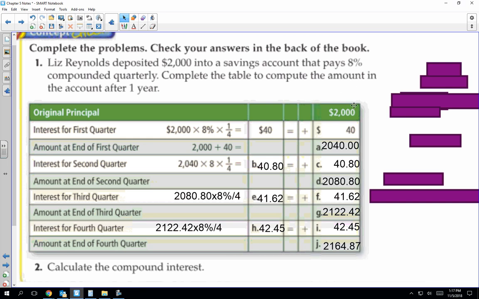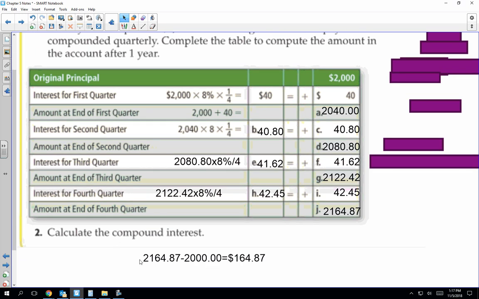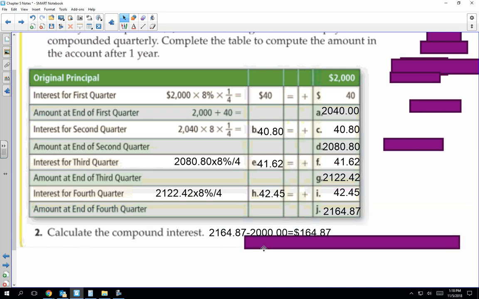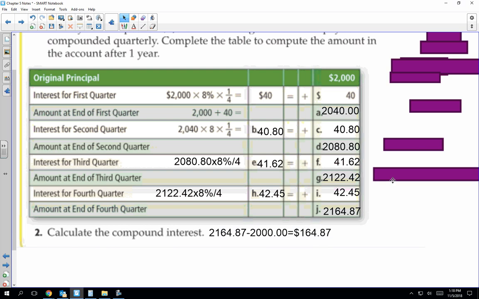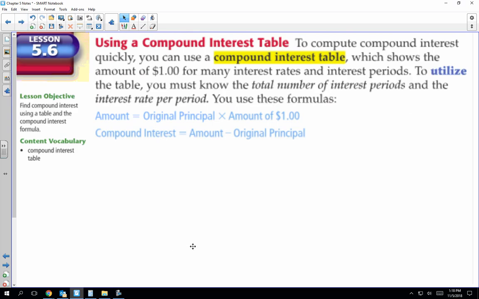So we put $2,000 in our account, we let it sit, and at the end of the year we have $2,164.87, which means we have made $164.87 just in interest. So you take your amount that was in your account minus your principal, which is the starting amount, and you get your total of interest. All right, using a compound interest.